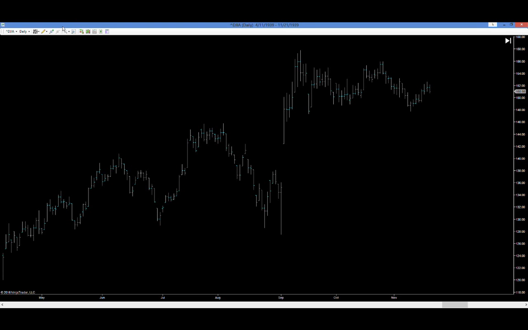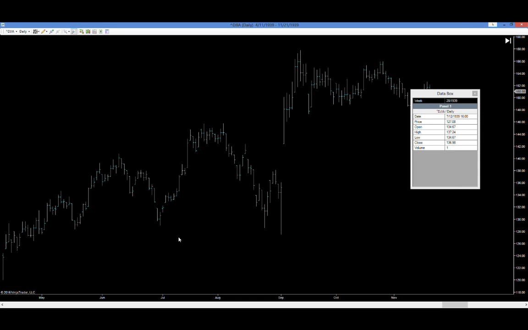Okay. Where's my data window? There it is. Okay, so this is July. This is June 30th down here, and we pretty much go straight up to the end of the month and then kind of a sideways move. So you pretty much got that on track.